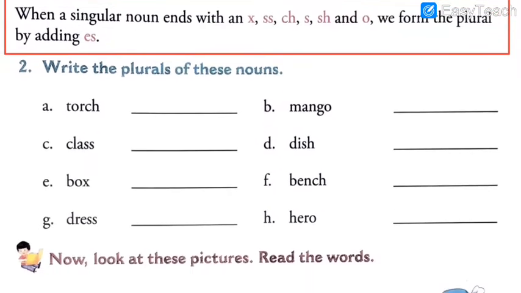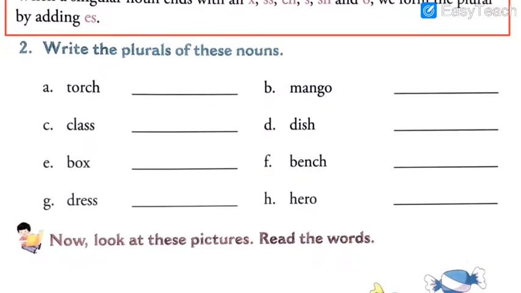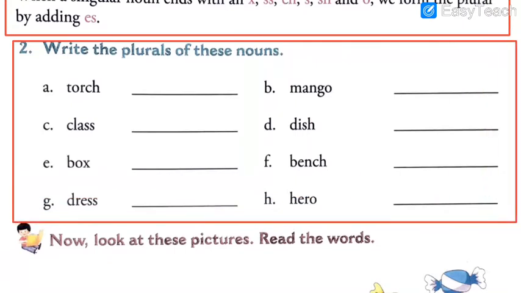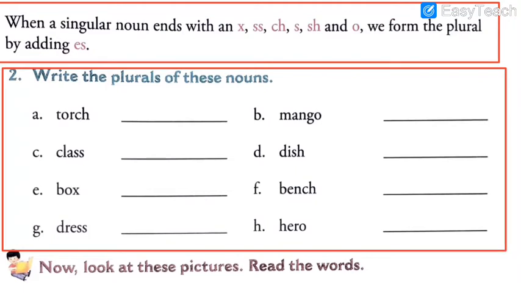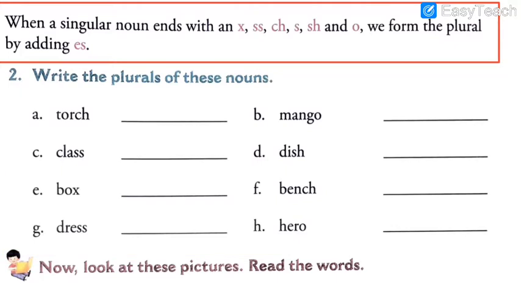So, let's solve the second exercise based on this. In the first lecture I was explaining, I also told you to write these 5 times, and many students have sent me these endings written 5 times. So, let's solve exercise number 2. Write the plurals of these nouns. Torch. What do we have to add?